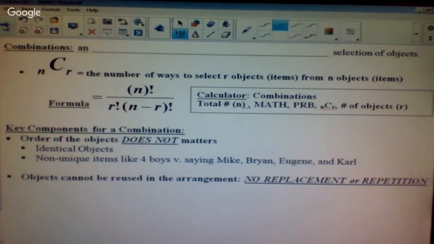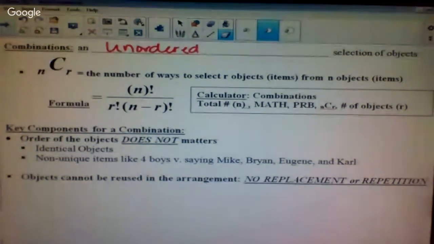Okay. So the difference between permutations and combinations. Permutation, order matters. Combination is an unordered selection of objects. Whoops, why am I writing selection when it's already up there? Unordered selection of objects.